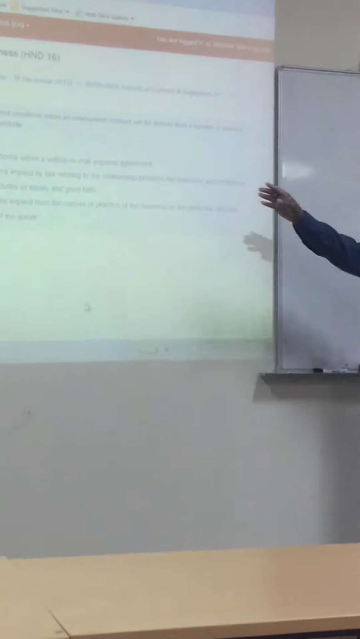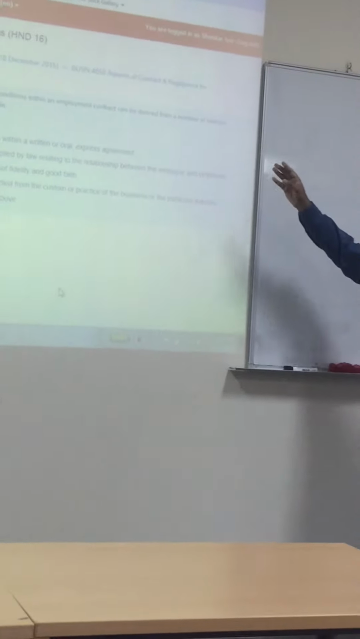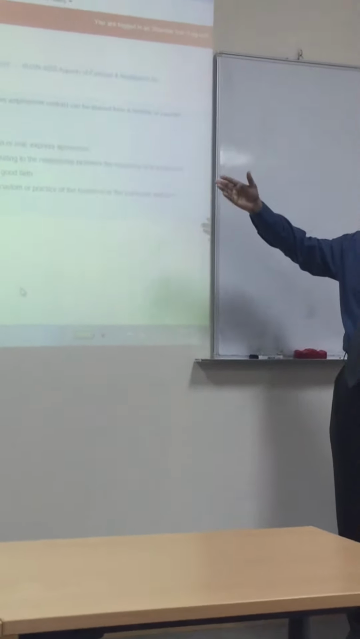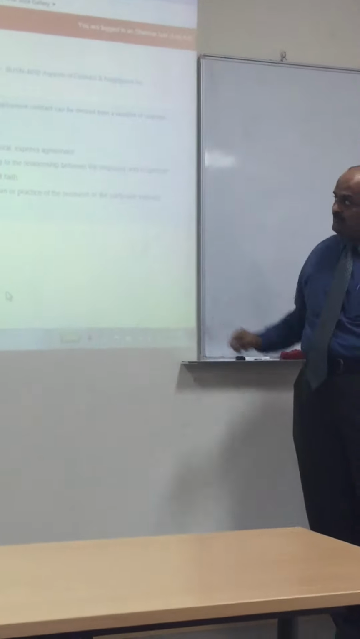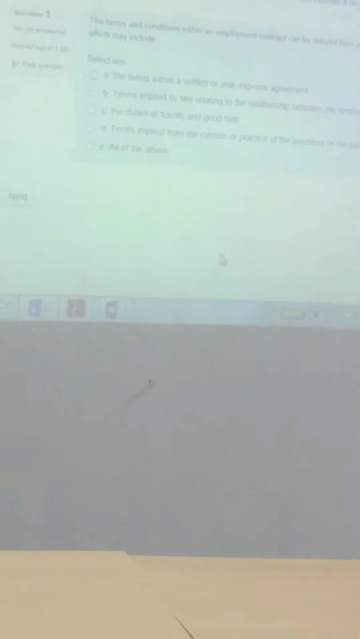Okay. So terms and conditions within an employment contract can be derived from a number of sources, which may include: we are asking you to select one of these. The terms within a written or oral express agreement, terms implied by law relating to the relationship between the employer and employee, duties of fidelity and good faith, terms implied from the custom or practice of the business or a particular industry. So it's all of the above. All of the above.